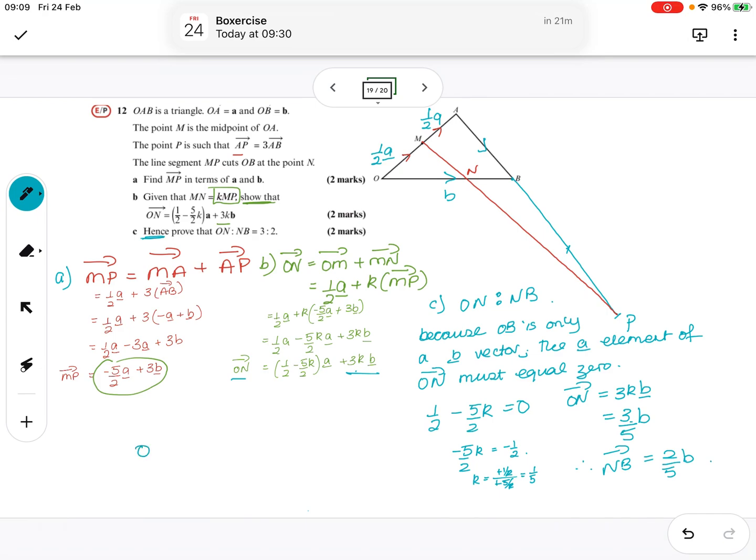So therefore, the O to N and N to B ratio is 3/5 to 2/5, which is 3 to 2.